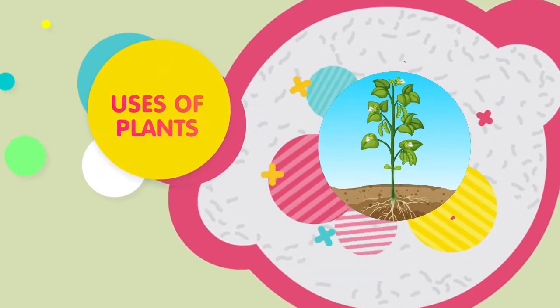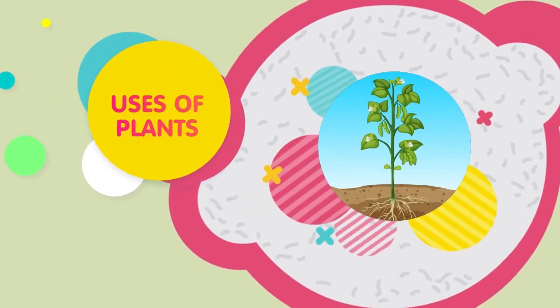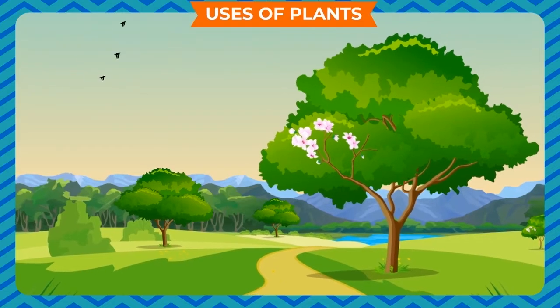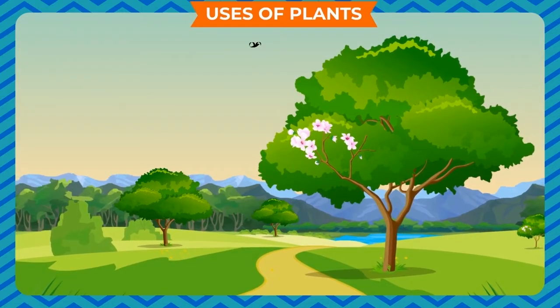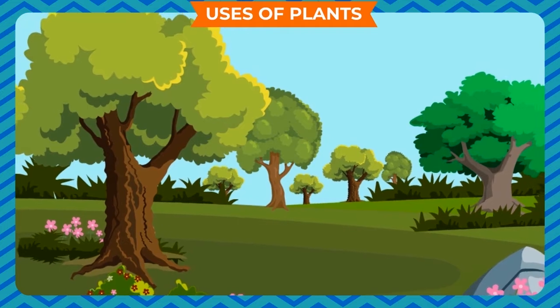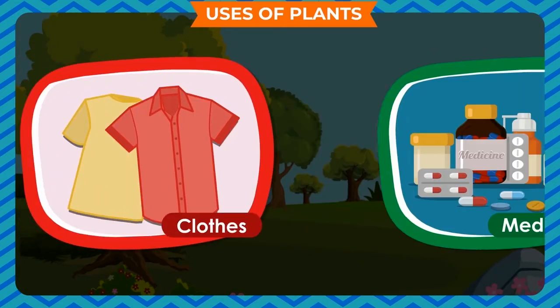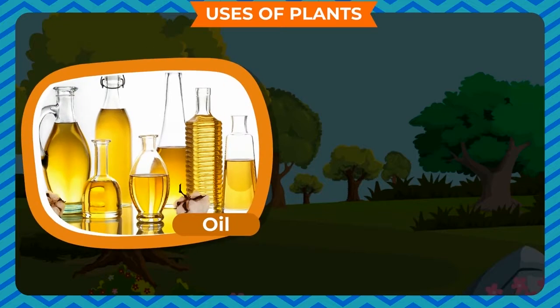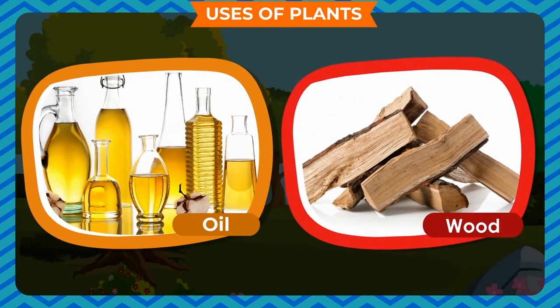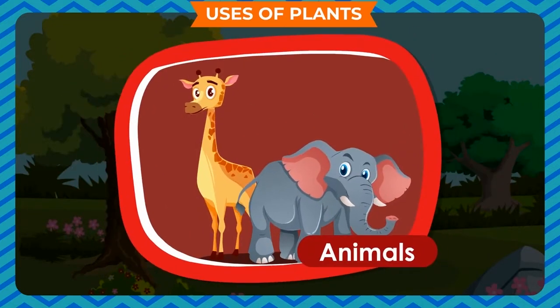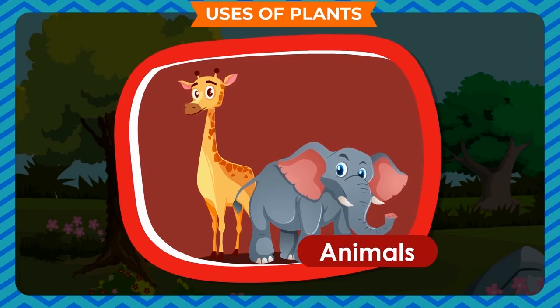Uses of plants. Plants are very useful for us. They give us shade and fresh air to breathe. They also give us vegetables and fruits, clothes, medicines, oil and wood, etc. Animals also depend on plants for their food.